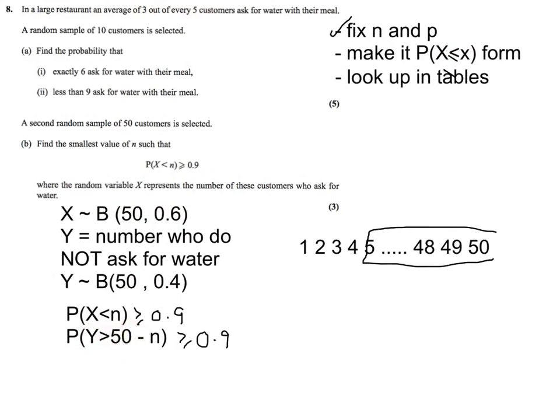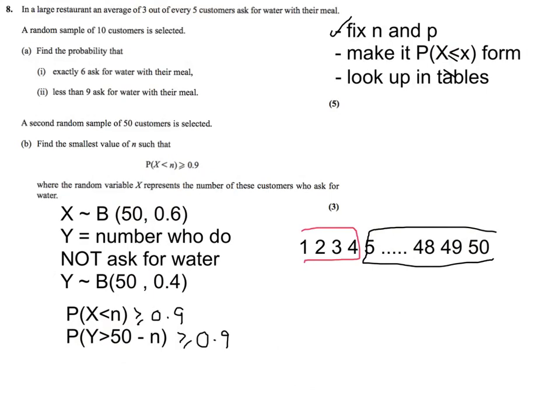But I can't look up greater than 4 in my tables. I can only look up less than or equal to. So what would I actually have to do to find out the probability that y was greater than 4? I would have to look at this area here, which the tables can tell me. The tables can tell me the probability that x is less than or equal to 4.